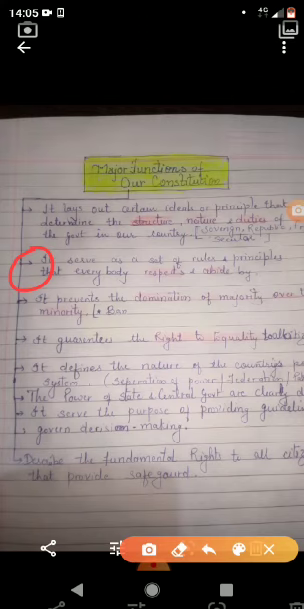They have to respect the national anthem. They should stand erect during the singing of the national song. So these are the things that they have to respect and abide by in the constitution. Then the next is it prevents the domination of majority over the minority. Now what does it mean?